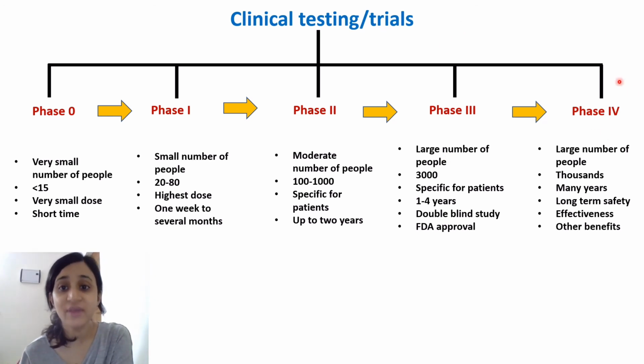Okay. Now phase 4 clinical trials happen after the FDA has approved the vaccine. Now the vaccine is approved. So this phase involves thousands of participants and can last for many years. This phase is important to get more information about the long-term safety of the vaccine, its effectiveness, and any other benefits. So I think now you have some idea how a vaccine gets produced.